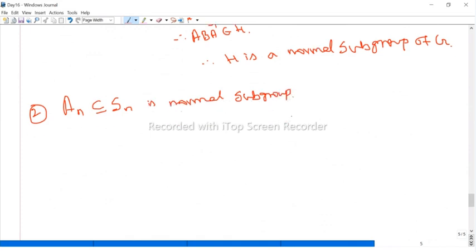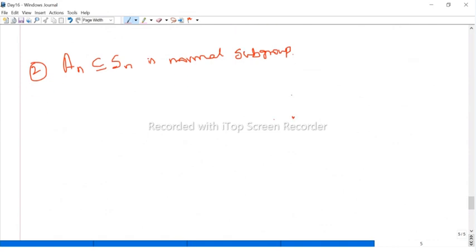That is trivial. How to prove this is a normal subgroup: you take any element sigma in S n, and any element tau in A n. What we have to prove is that sigma tau sigma inverse is in A n. That means this product, this composition, should be even. We already know that tau is even because tau is an element in A n, therefore tau is an even permutation.